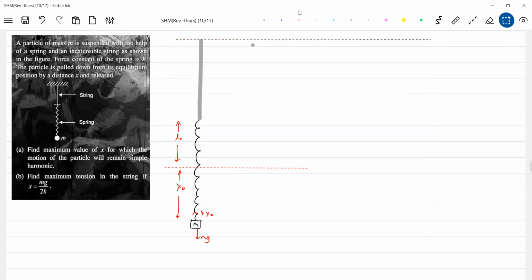Maximum value of x for which the motion of the particle will remain simple harmonic motion. I think x should be less than x naught. If it becomes more than x naught, if the spring is compressed, it should be x naught only. I will redraw it, I'll make it a little bit small.